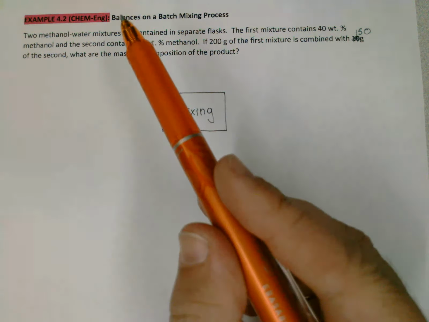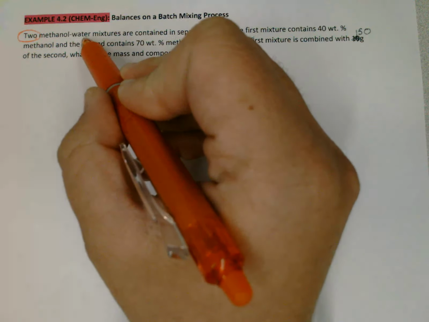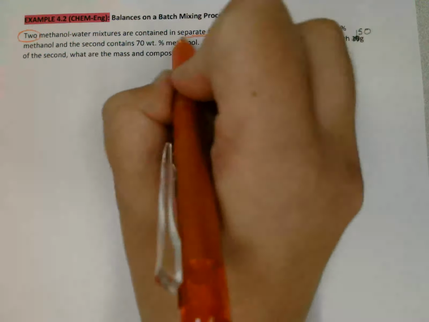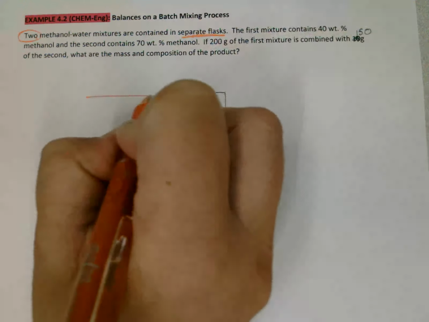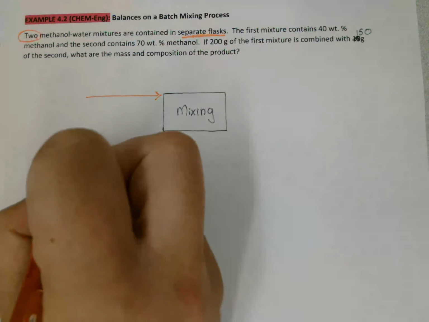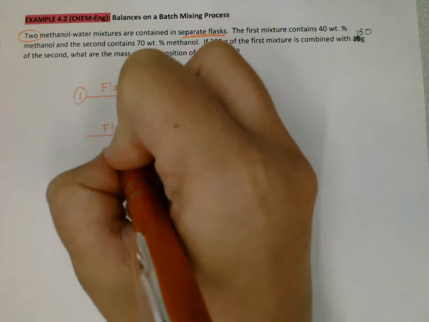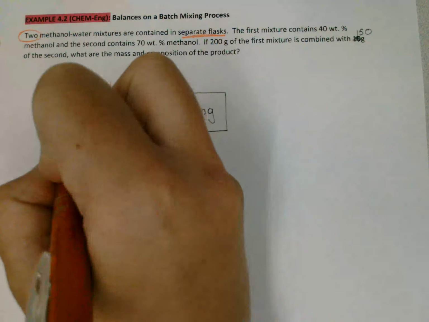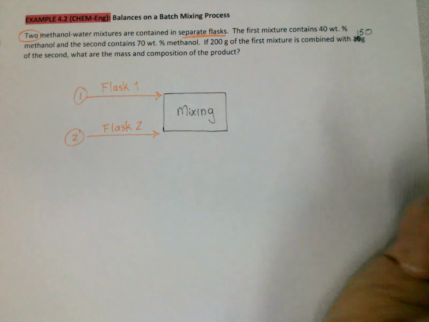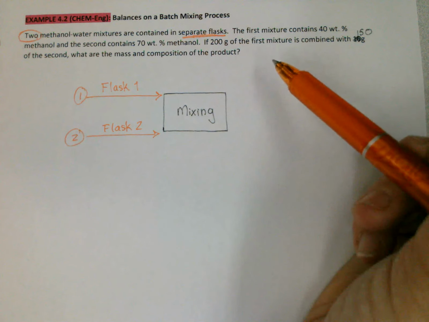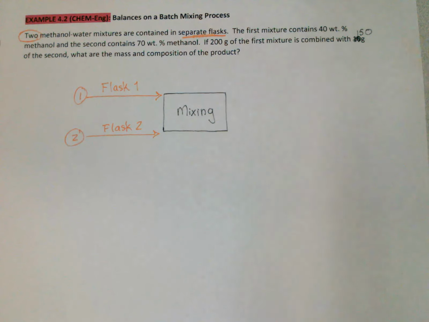orange for my inputs. Now we have two methanol mixtures with water in separate flasks. So we have one input here and one input here. This one comes from flask 1, so I'm going to call this number 1. And this one comes from flask 2, so I'm going to call this number 2. Now we really don't have any other inputs here, so let's just stop there.